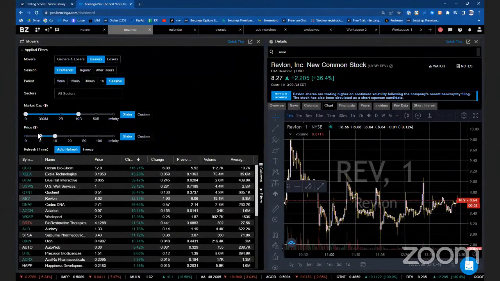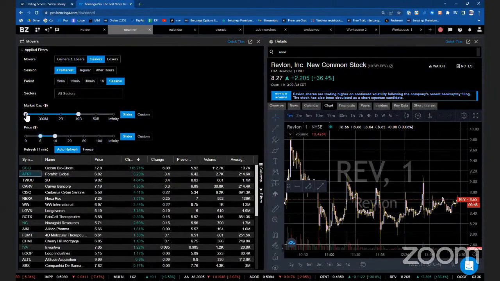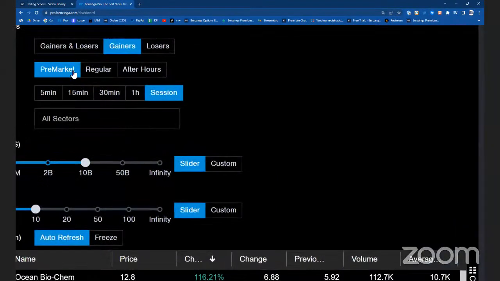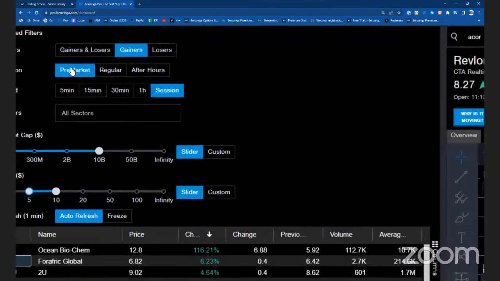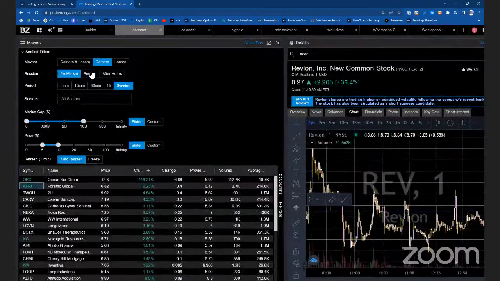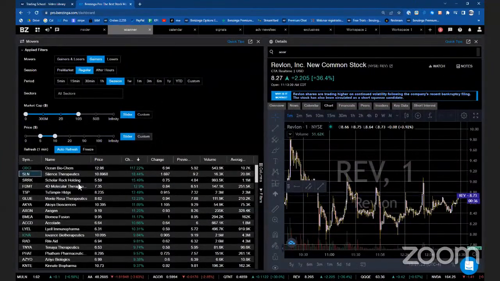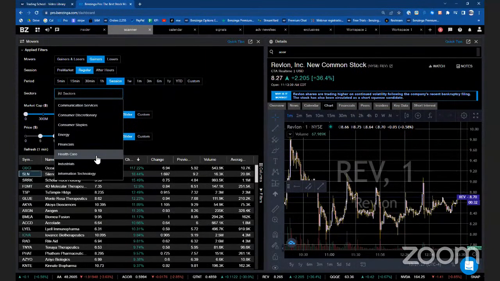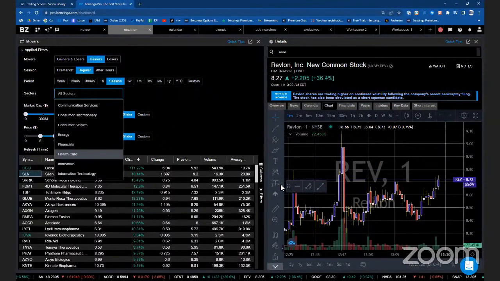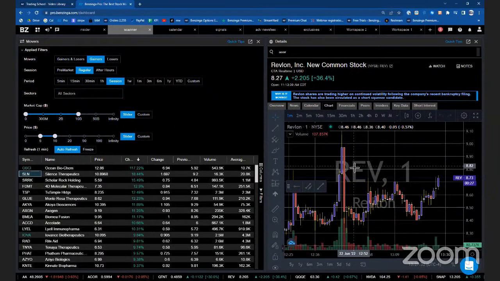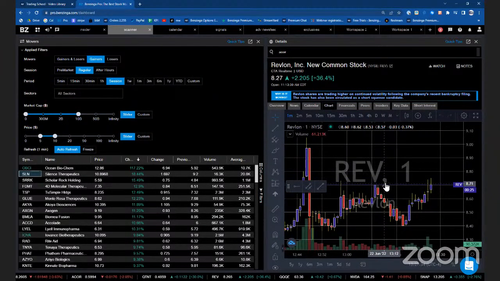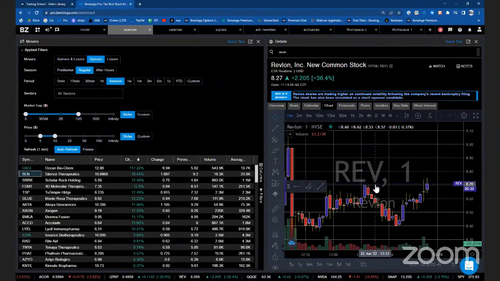So stocks between $5 and $10, okay? And we're just gonna see what, keep in mind, I found Revlon on the scanner in the morning here. I had it on pre-market, but now that we are in regular trading hours, I'm gonna select it to regular trading hours. And then you can filter this by sectors as well. So keep in mind, I am scanning the markets, and at the same time, I have a chart open next to it where I can actively look at what's happening with Revlon, okay?